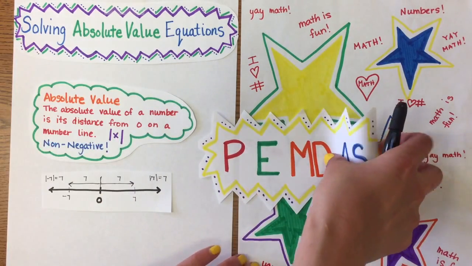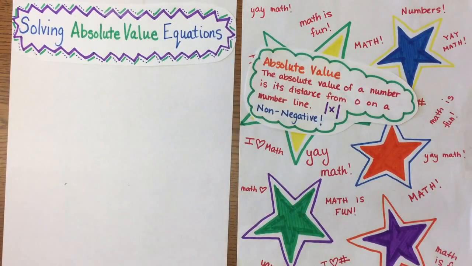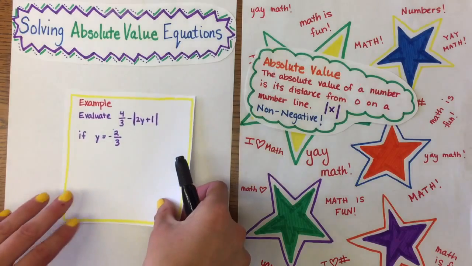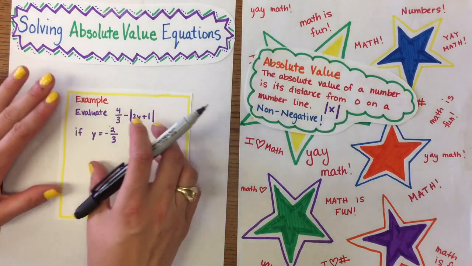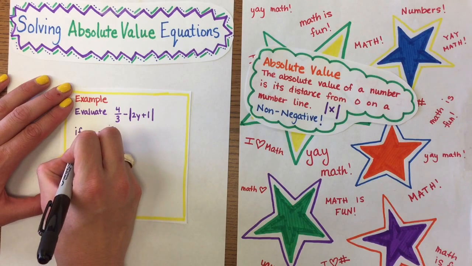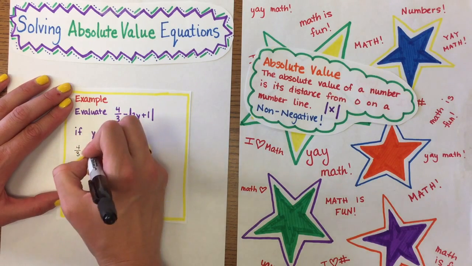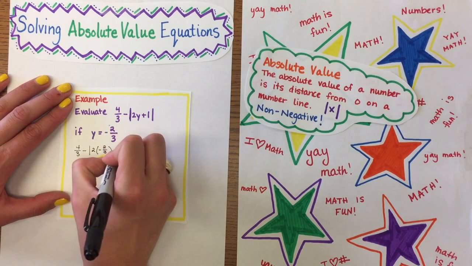An example of how we would use absolute value is if we're looking at something like -4/3 minus the absolute value of 2y plus 1, if y is equal to -2/3. Our first step when we evaluate, remember that's substitute and simplify. So I'm going to substitute -2/3 in. So I have -4/3 minus the absolute value of 2 times -2/3 plus 1.